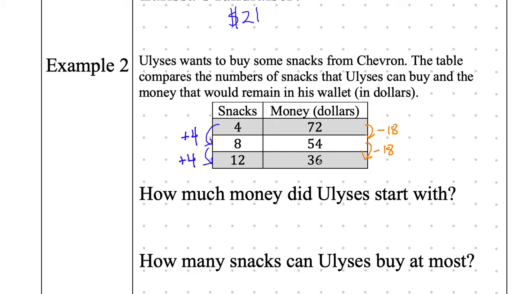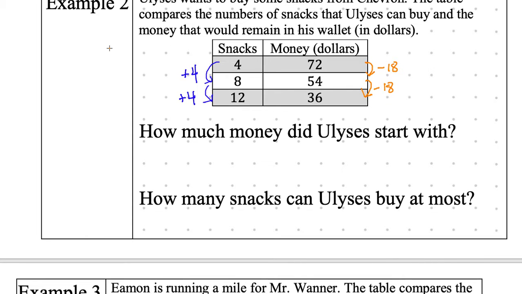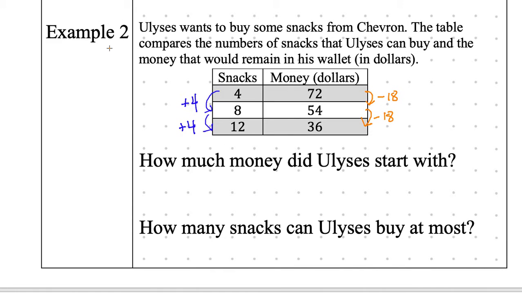Notice that one of these questions is not how much each snack is worth. We could eventually do that. We could do 18 divided by 4, and that would be $4.50. So whatever snack you're buying, Ulysses, it's $4.50. But how much money did Ulysses start with? We don't know how much was in his pocket beforehand. What? $90. How did you get that?